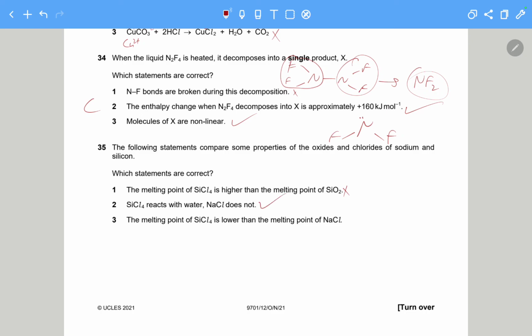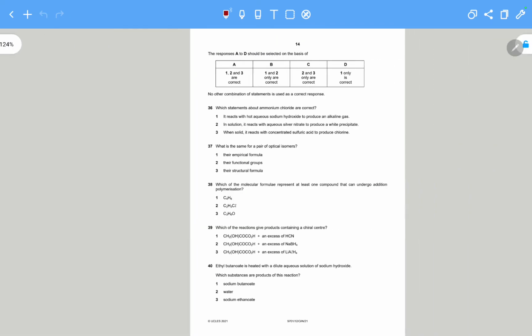This is correct because SiCl4 reacts with water to give SiO2 and HCl gas, whereas NaCl dissolves in water. It does not react with water. The melting point of SiCl4 is lower than the melting point of NaCl. This is correct because SiCl4, as I said, is simple covalent, simple molecular, with van der Waals forces between molecules. NaCl is giant ionic, so definitely NaCl will have a higher melting point. So C is the correct answer.